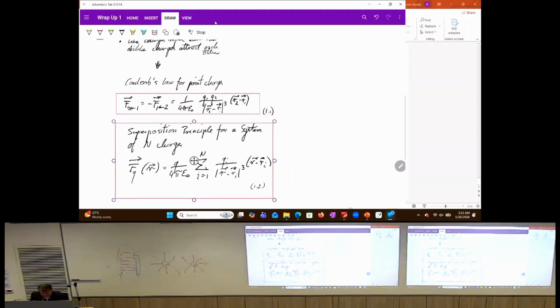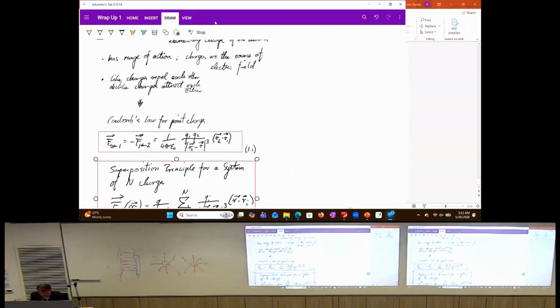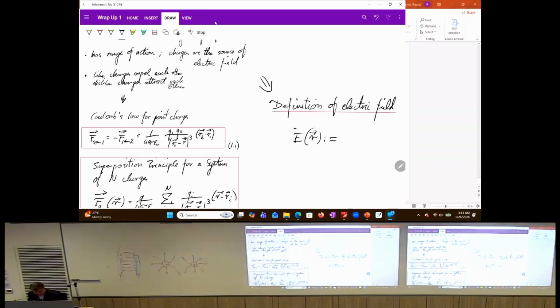So this follows from the range of action, and like charges repel each other. This relates these statements to these equations. Then we have also said that the charges are the source of the electric field, and that actually yields for us the definition here. This is defined electric field as so.